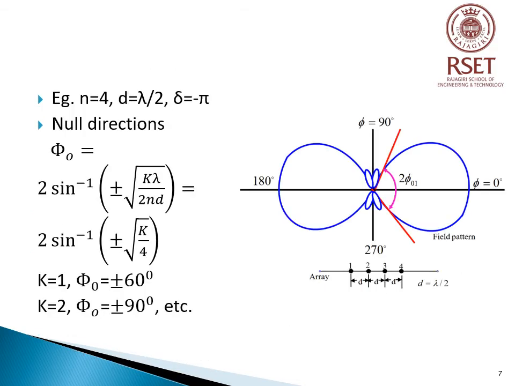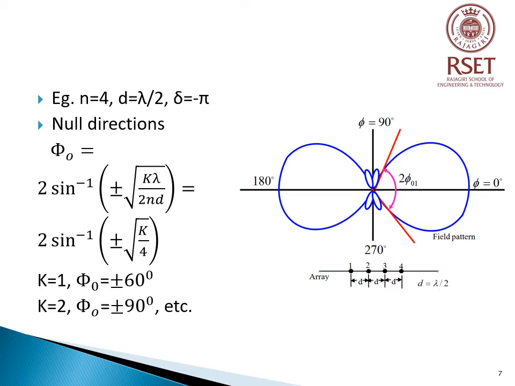We are considering an example of an end-fire array with 4 sources, separation d equal to lambda by 2, and since it's an end-fire array, delta is minus pi. We are going to find the null directions using the expression which we found previously. Therefore phi naught is equal to 2 sin inverse root of k lambda by 2 n d. Substituting for n and d, we get 2 sin inverse plus or minus root of k by 4.